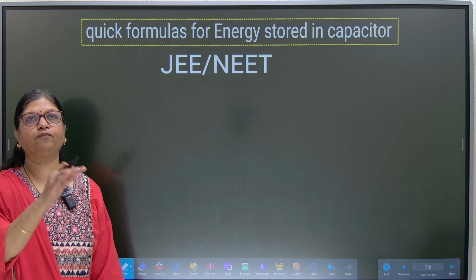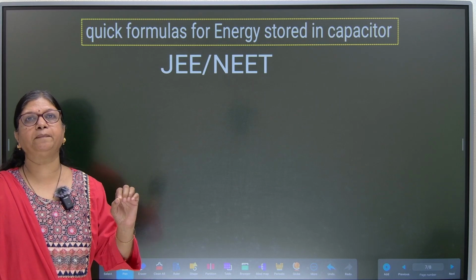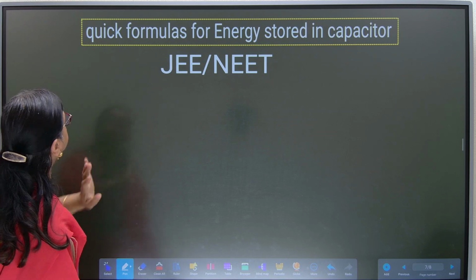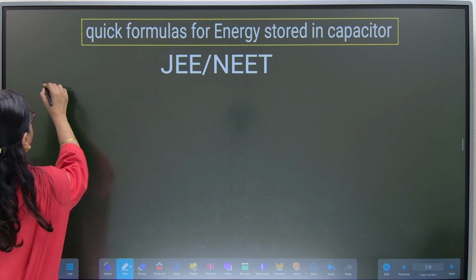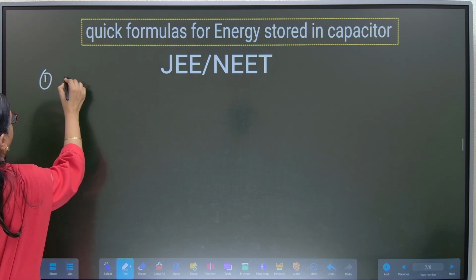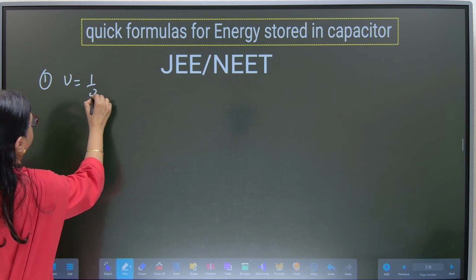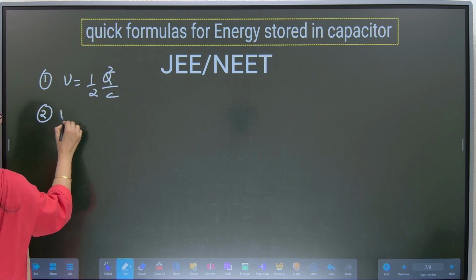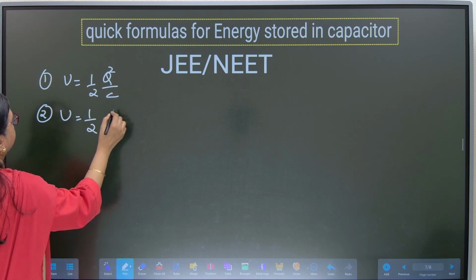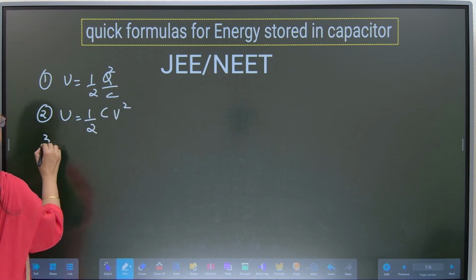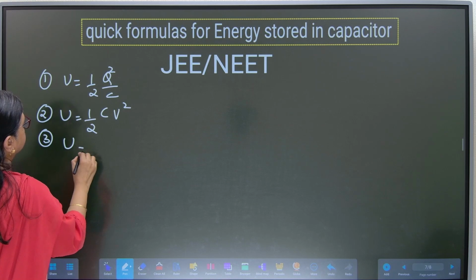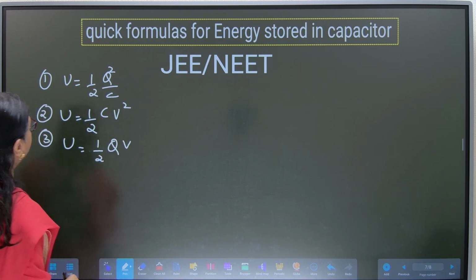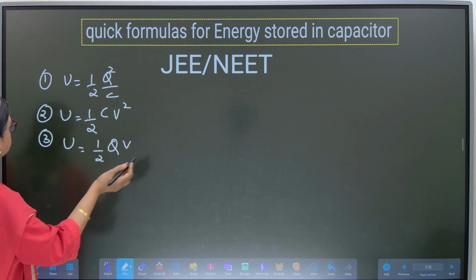Now we make a quick formula page for remembrance and revision for the entrances like JEE and NEET for the energy stored in a capacitor. First one, U is equal to half Q square upon C. Second one, U is equal to half CV square. Third one is U is equal to half QV.